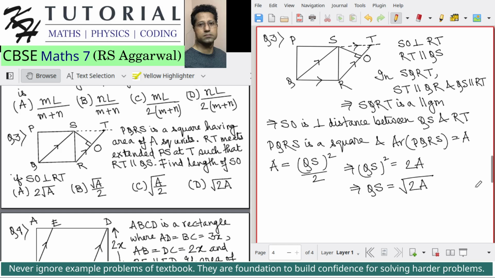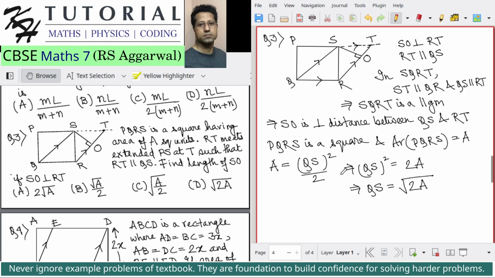So this is a standard formula. If A is the area of any square, then the length of the diagonal is square root of twice A. So now what is QS? We have found QS, which can be considered as the base of the parallelogram SQRT, since QS and RT are one pair of opposite parallel sides. The corresponding height, that is the distance between the parallel sides QS and RT, is SO, and we have to find the length of SO.